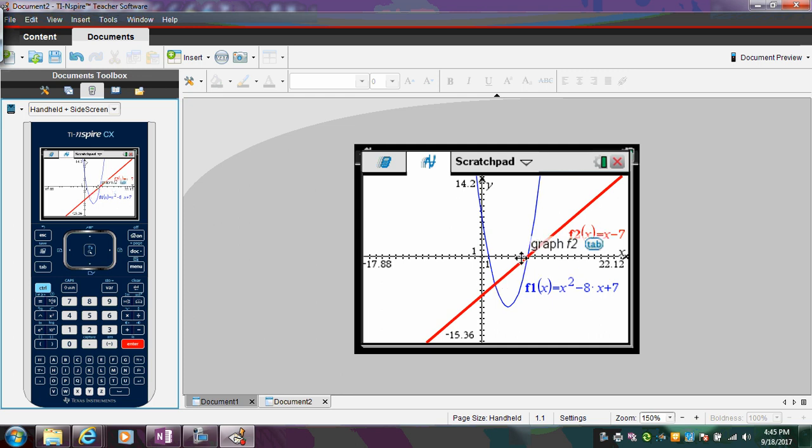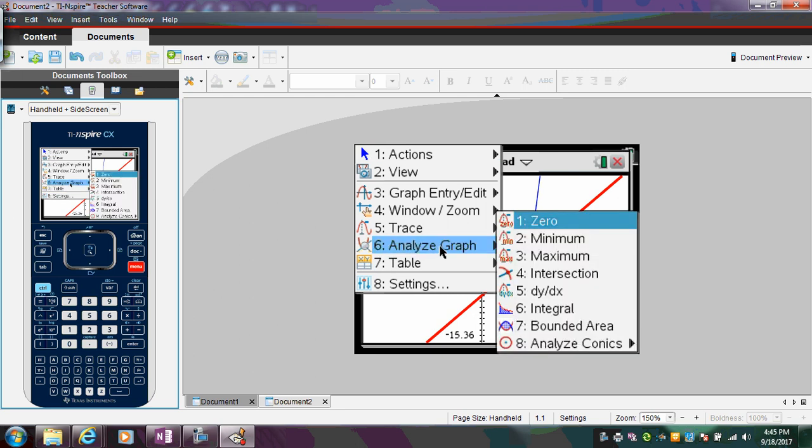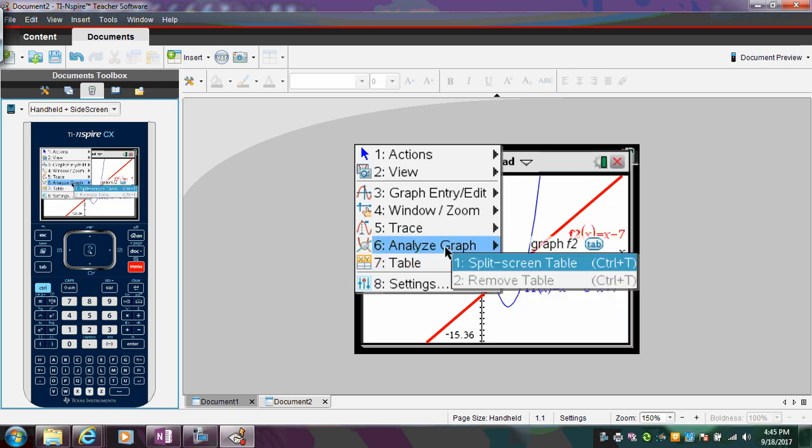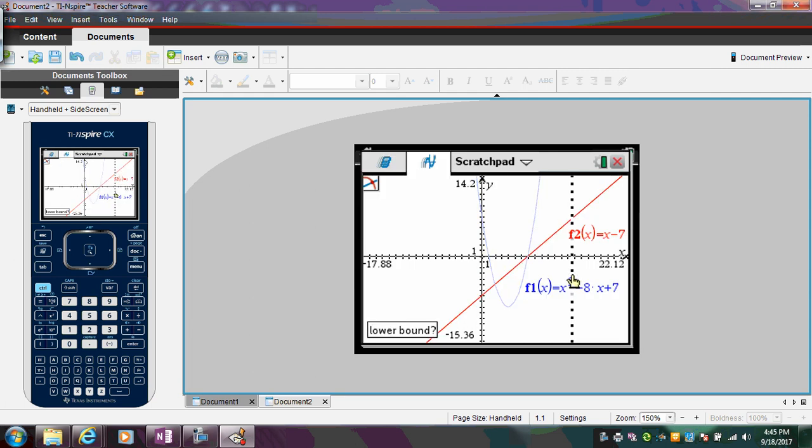But in order to find the intersections, if you just go to Menu, anytime you want to do something on the graph where you want to find something from the graph, it's going to be under the Analyze Graph feature. And remember, anytime you're trying to figure out how to do something on the graph, most likely it's under Menu. So that's kind of your options. So you're going to go to Analyze Graph, and then we want to find the intersection. So click on that. And then what's going to happen is it's asking for the lower bound, so that means the left side, and then just drag it over to the right side.